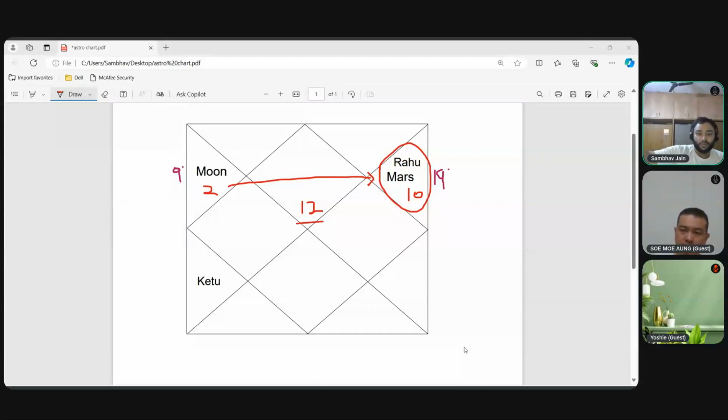You can see Moon is exalted and Mars is exalted too. Moon is going towards exalted Mars with Rahu. So much abundance mother is going to see in her life. You can easily say.